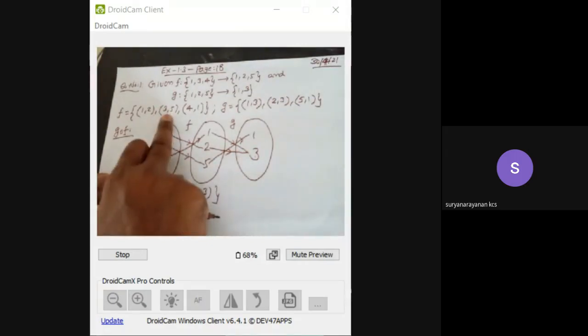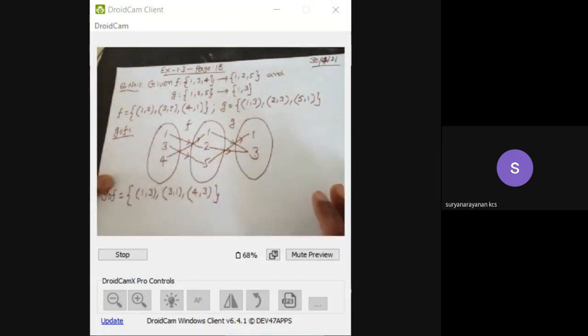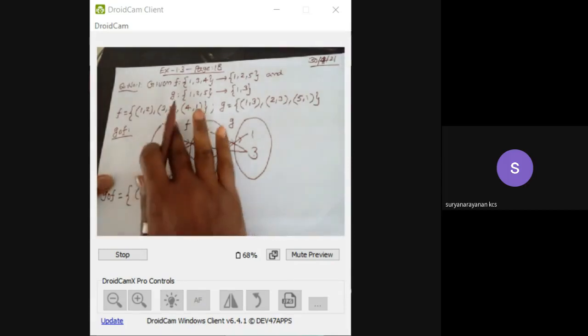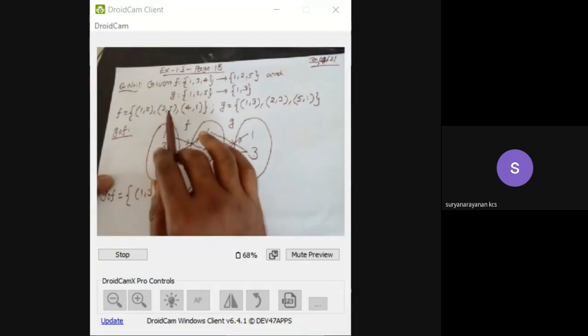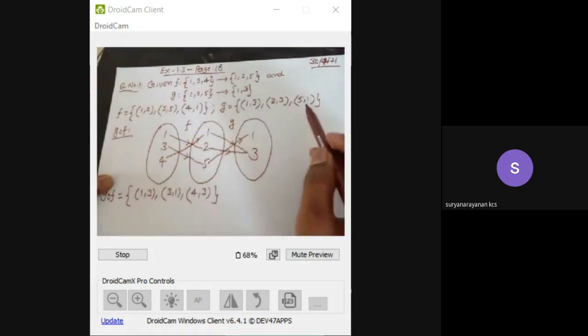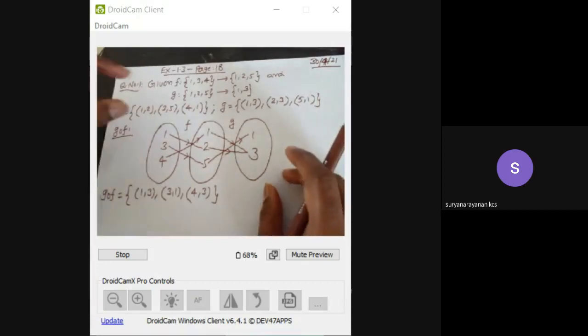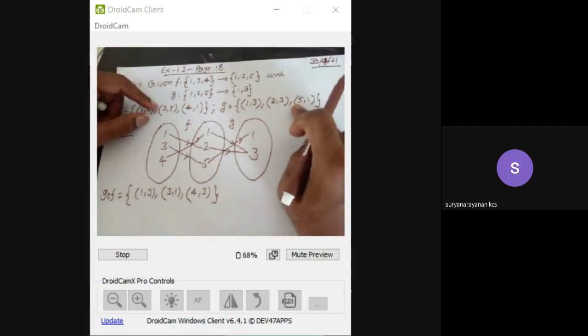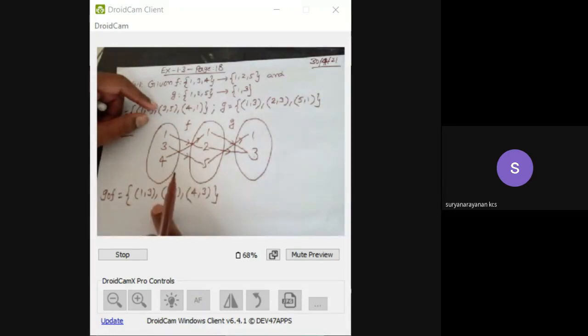Similarly, take the second ordered pair, 3 comma 5. What is the link ordered pair in the function G? 5 comma 1, sir. 5 comma 1 is the link ordered pair. Just to recollect the knowledge of transitive relation, you have to take the first ordered pair from the first function and the link ordered pair from the second function. Then we have to find the resultant ordered pair. We have to write that third ordered pair in G circle F.